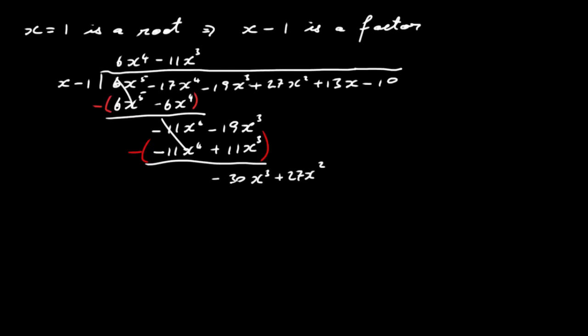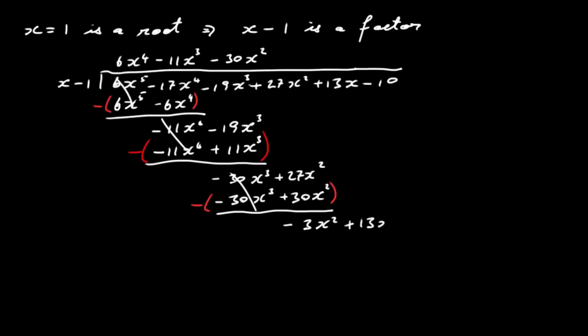So divide x into minus 30x cubed, that'll give us minus 30x squared. So multiply, we get minus 30x cubed, minus minus is plus 30x squared. Put a line under here and again subtract. So again this will disappear, give us 0. This here becomes a minus, so we end up with minus 3x squared. Bring down the plus 13x and start again.